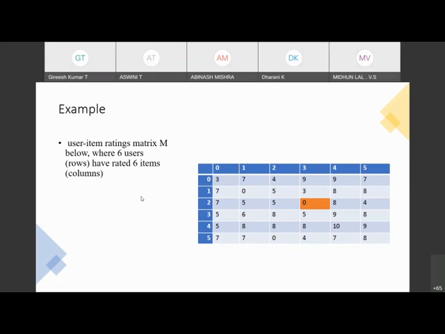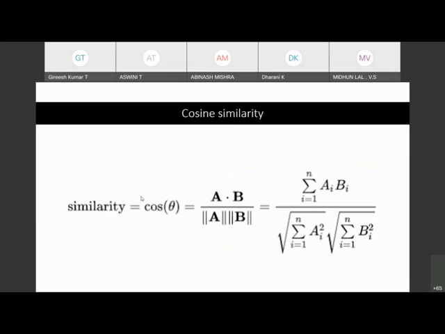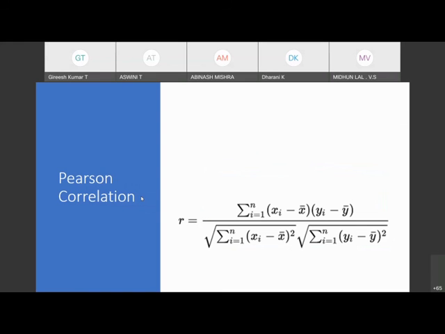Now, another measure. A lot of measures are there, but here I'm going to discuss only two measures. Another measure is called the Pearson correlation coefficient, which you can calculate. And so here we can see that.